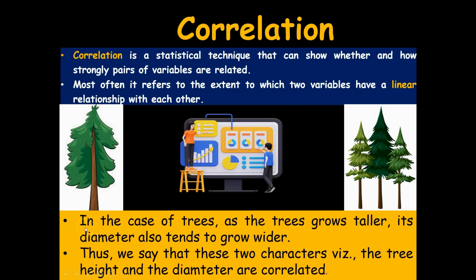For example, let's take the height and diameter of trees. In case of trees, as trees grow taller, their diameter also tends to grow wider. Thus, we can say that these two characters, tree height and diameter, are related, they are correlated.